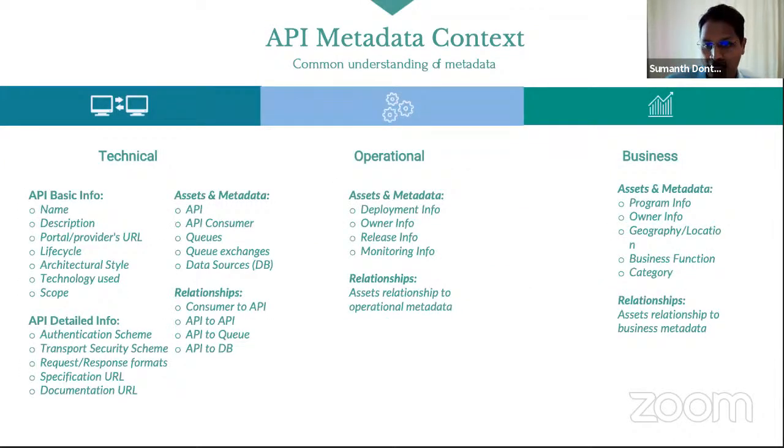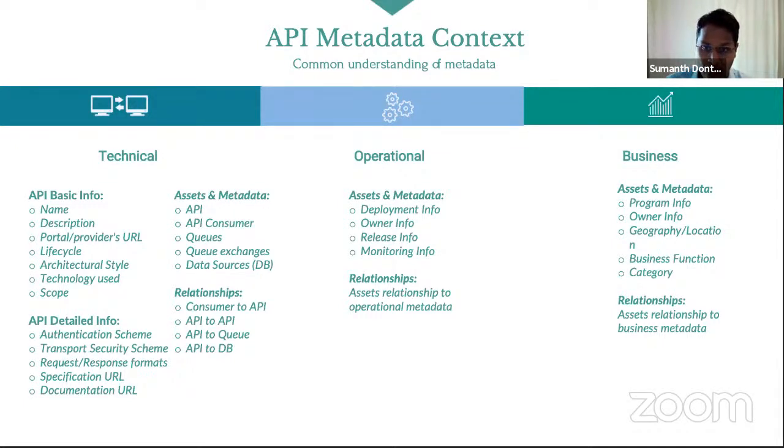So what is the metadata context? The metadata context here, there are three main areas: technical, operational, and business. The technical information is what's an API, what are my API consumers, how my API is related to other APIs, how my APIs are related to consumers. If you're talking about asynchronous communications, my assets are queues and queue exchanges, how my APIs are related to those queues and queue exchanges, and databases, relationships with them.